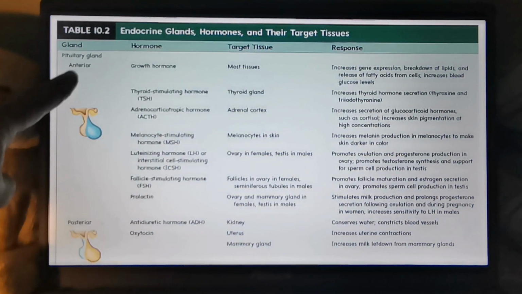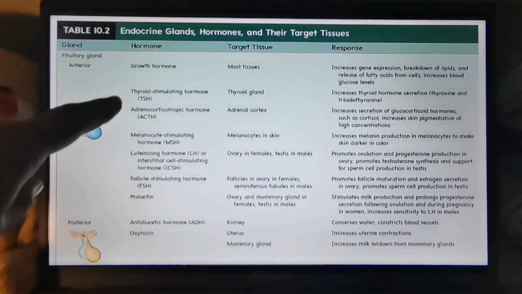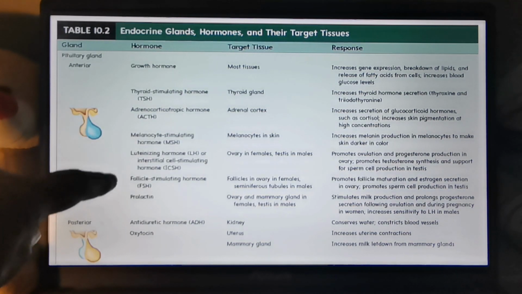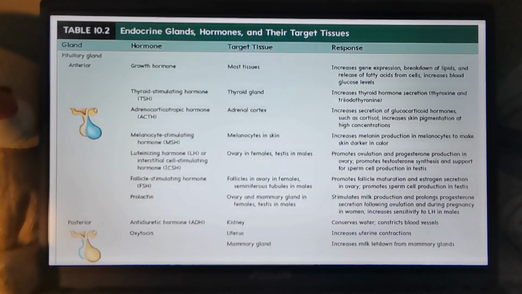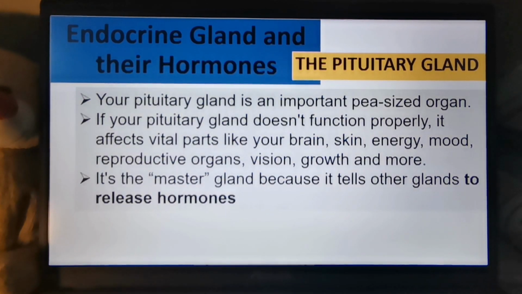So we have the anterior and the posterior, and pea-sized lang siya ha, pea-sized, pero ang dami niyang hormone: growth hormone, thyroid stimulating hormone, ACTH, melanocyte, luteinizing, follicle, prolactin, antidiuretic hormone, oxytocin. Ganun siya ka-powerful, kaya ang tawag sa kanya master gland. Okay?